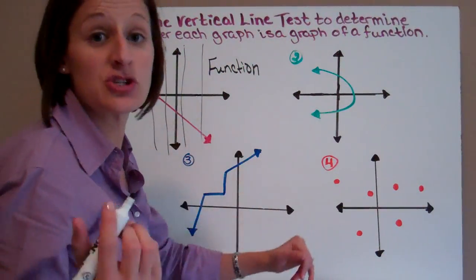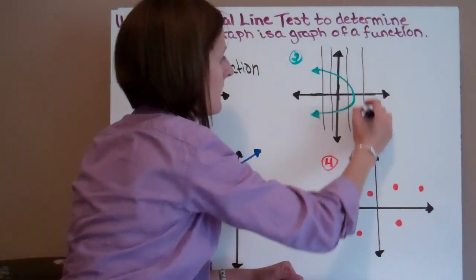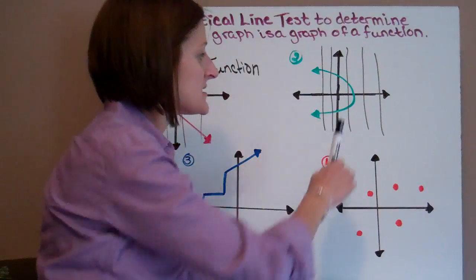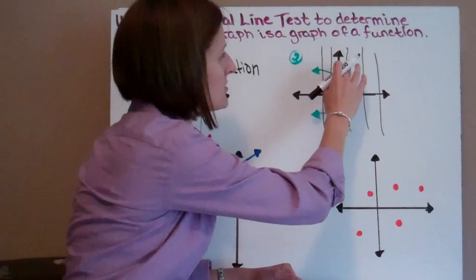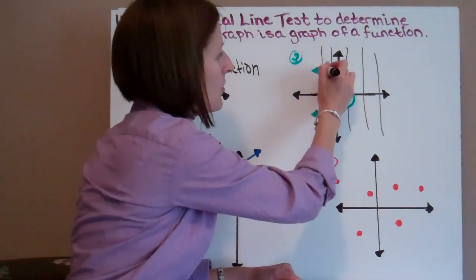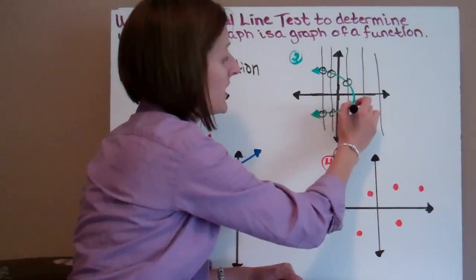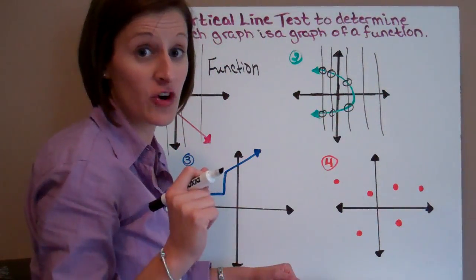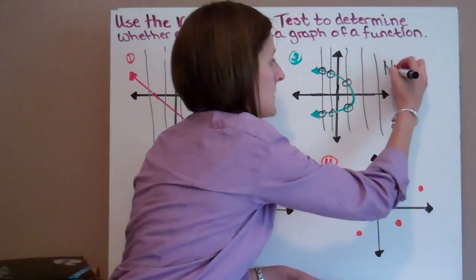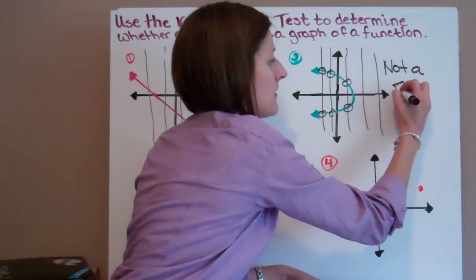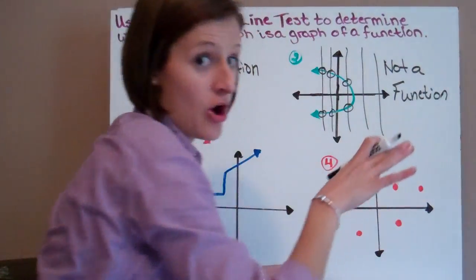Alright, let's look at 2. Let's draw vertical lines. Notice these two lines don't hit it at all. That's fine, doesn't have to. But notice these 3 lines hit it both there and there. They hit the function, or the relation, twice on one vertical line. Because of that, this one is not a function. Remember, you only want it to hit once or not at all.